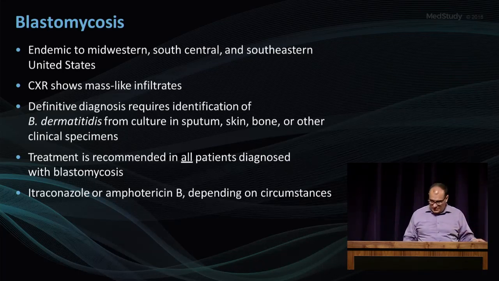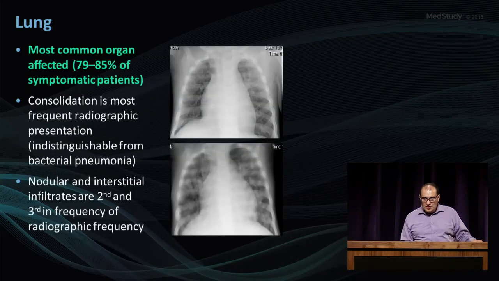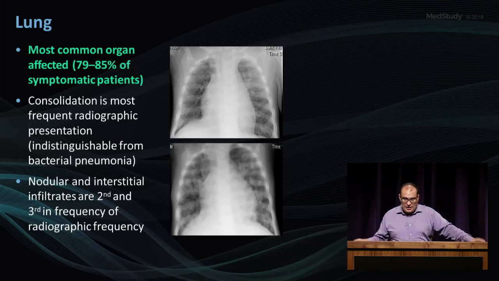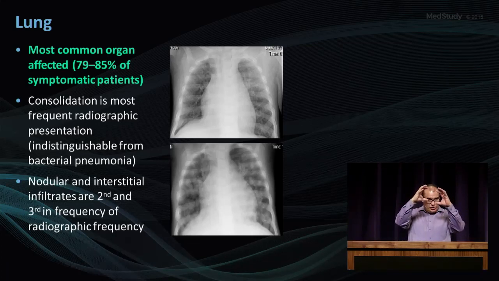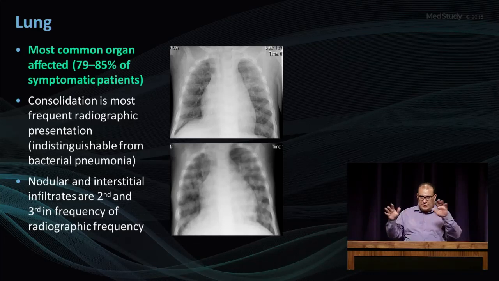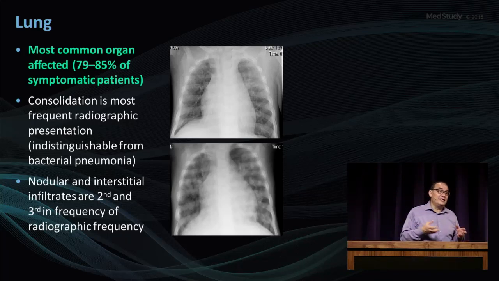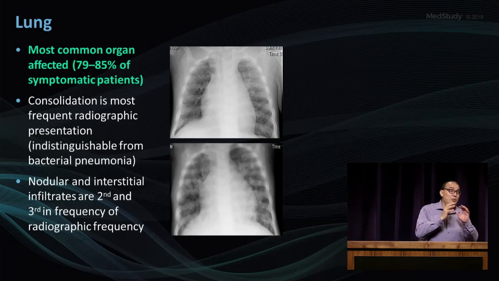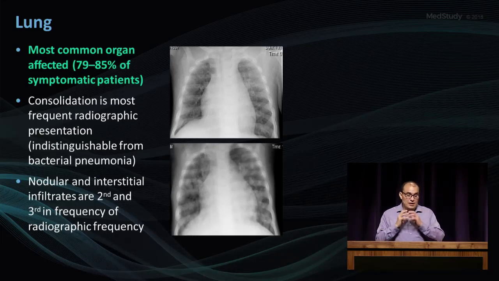So this is with the blasto, most common organ affected is the lung, 79 to 85%. You will see either a whole mass-like consolidation. So if you think of typical pneumonia, like a consolidation in typical pneumonia, but it's not a typical pneumonia. That's where I said sometimes there is overlap between them. That's why sometimes you cannot distinguish it from bacterial pneumonia, because it comes with consolidation.